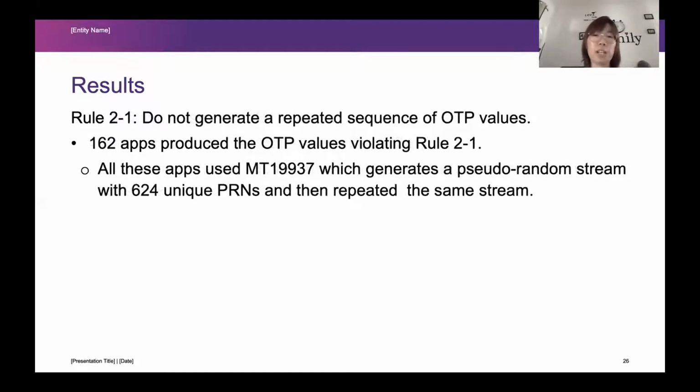Next, when we were analyzing the repeated sequences, we found that 162 applications produce the OTP values by generating a repeated sequence. As I mentioned just now, MT19937 only generates 624 unique pseudo-random numbers. Which means these applications actually use this algorithm to generate the OTP.